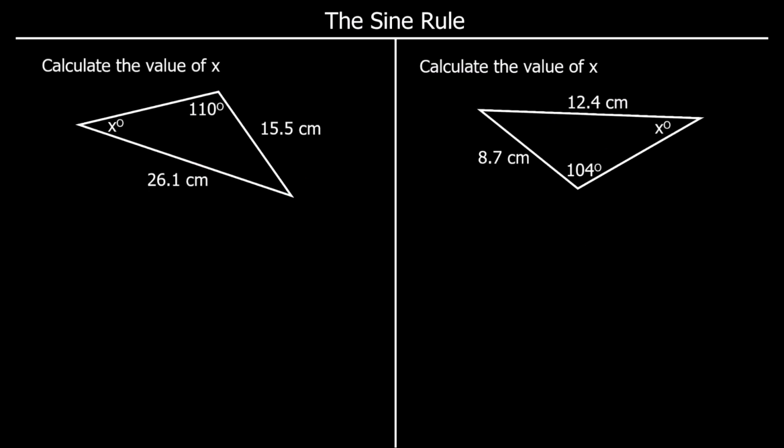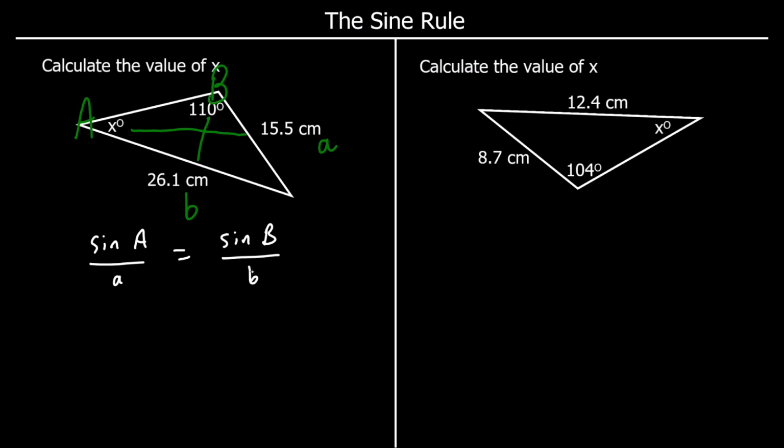This time we've got a missing angle. So calculate the value of x. We've got its opposite, we've got x's opposite, and we've got an angle opposite a length here. So this time big A is going to be x, that's opposite little a. Big B is 110, that's opposite 26.1. Because we're finding an angle, we're going to flip it over and put the angles on top.